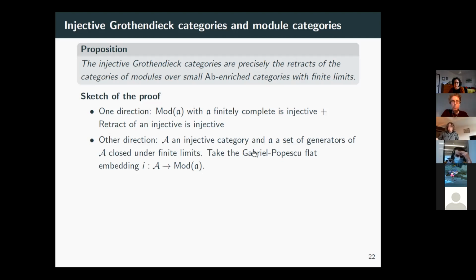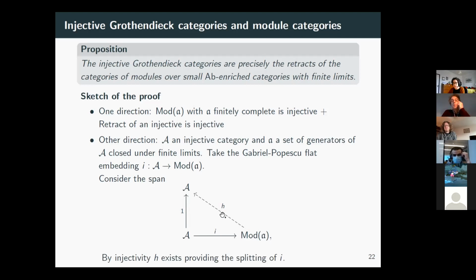So imagine you have an injective category. You take a set of generators and you close it under finite limits. You can always consider a set of generators which has all finite limits. And then you use the Gabriel-Popescu theorem to create an embedding from A into mod of that set of generators. So you have a flat embedding here. And then you just consider the following span. You take A and its flat embedding in mod A, and you take the identity here. Then because A is injective, we have that there exists a flat H, which provides a splitting of I. So indeed, A is a retract of this guy, and we conclude.